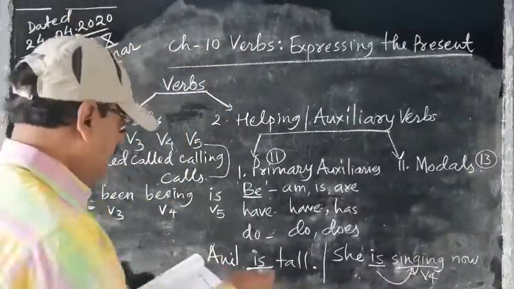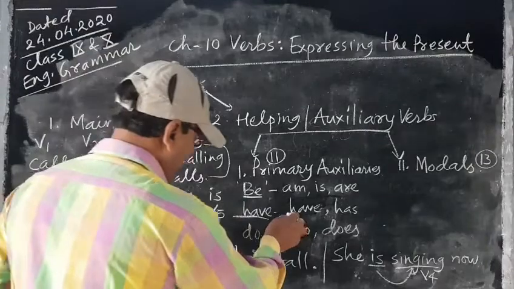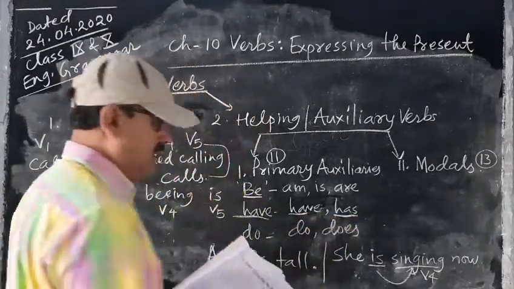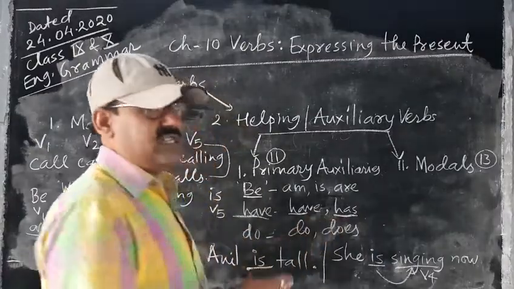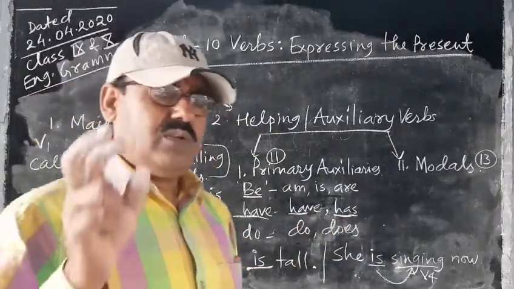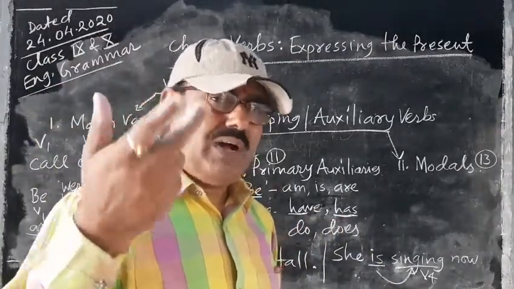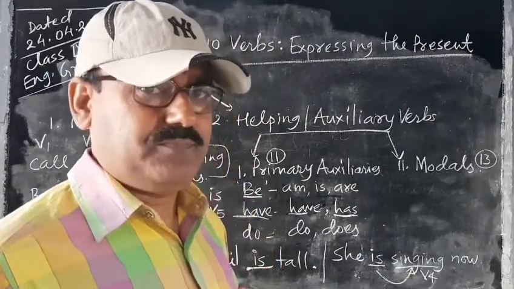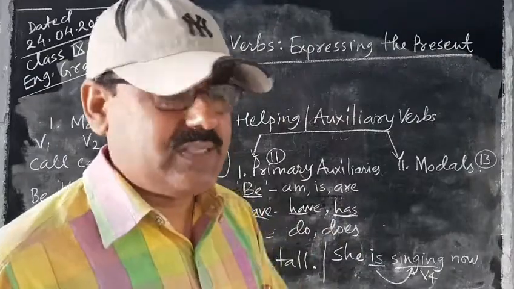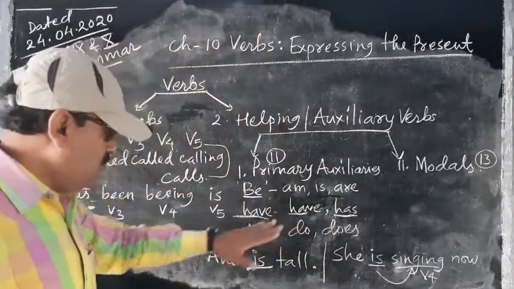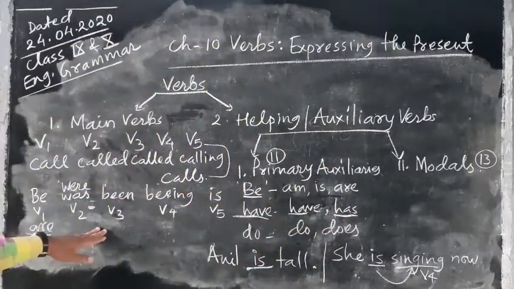Verb to have. The verb to have has 2 forms in the present. One is have, the second one is has. Has will be followed by singular subjects. Have will be followed by plural subjects. And these can also be used as main verbs.